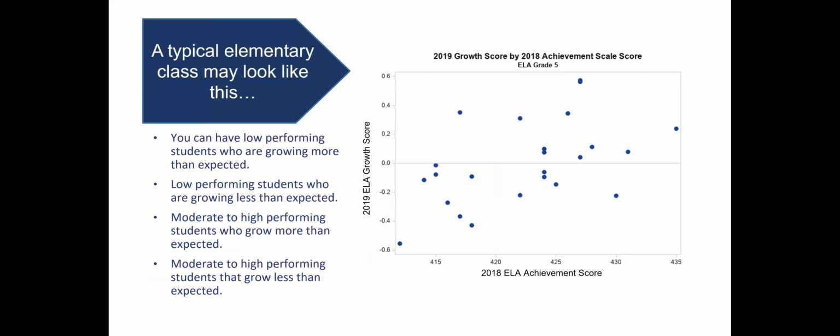So those two myths you can put aside. And 2 more slides to kind of reinforce this. This is a slide that shows you what a typical elementary class might look like if we were comparing their 2019 growth score, which is on the vertical axis, and is on a scale where negative is less than expected, positive is more than expected, and 0 is what's expected. And then we were going to compare that to the year before, 2018, the achievement score. You can see here that you can have these low performing students who are growing more than expected. See them up here? You can also have low performing students who are growing at or less than expected. You can have high performing students who grow more than expected. You see these here. And you can have high performing students who grow less than expected.